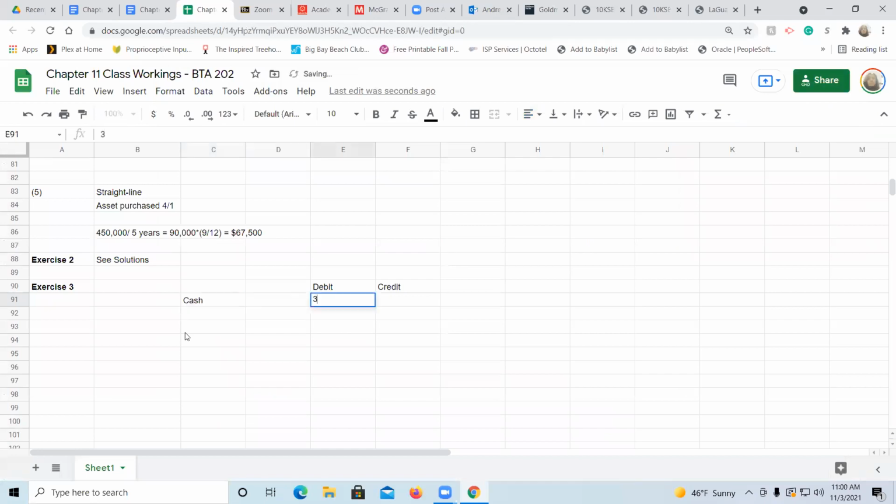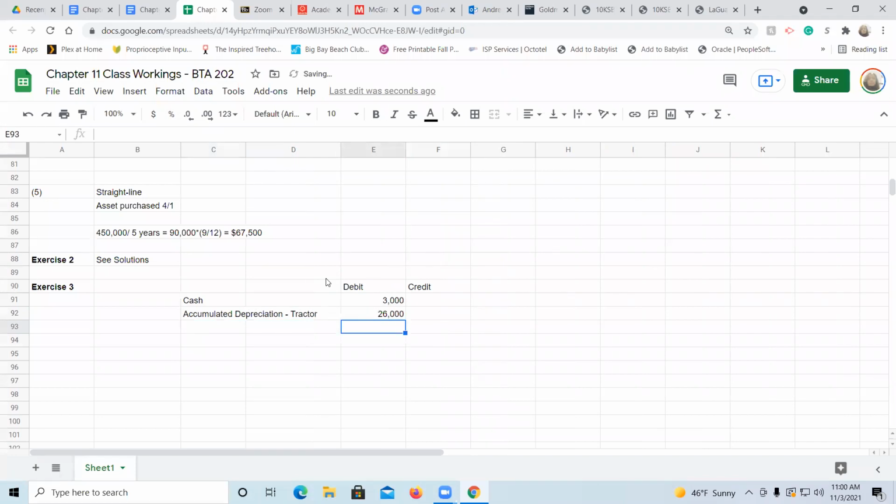Cash debit, right? Cash is going up 3,000. Accumulated depreciation, the contra asset, is usually a credit balance. To get rid of it, we are going to have to debit that contra asset. And if you want to say accumulated depreciation on the tractor, you can. Sometimes they differentiate between assets. So that was the 26,000 that is now being eliminated, right? And then at this point, you don't know if there's a gain or a loss. So you can skip a line and just get rid of the actual asset, right? Tractor, 30,000. And now you can balance the journal entry.